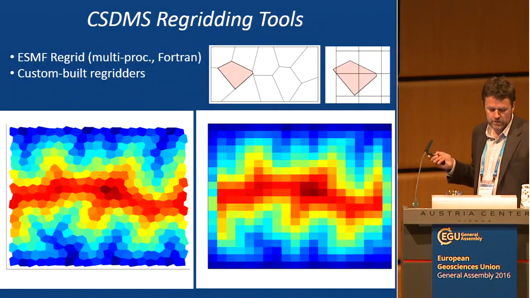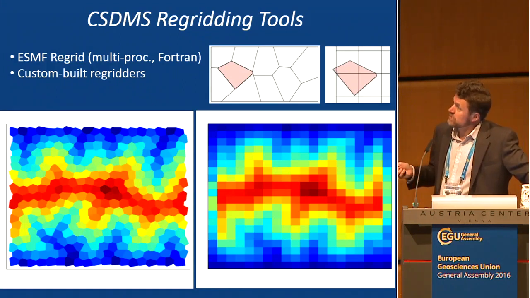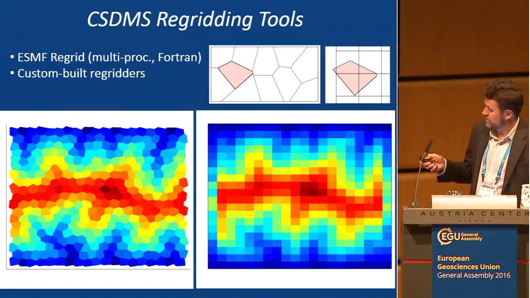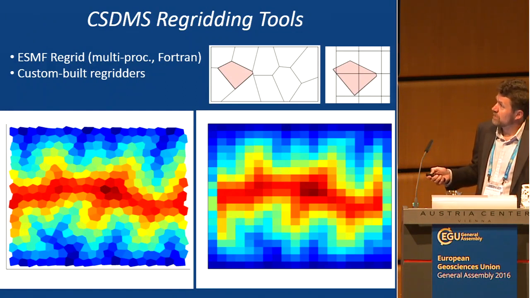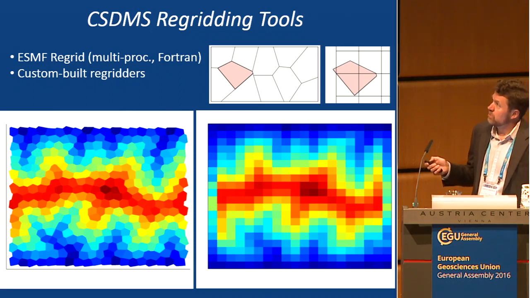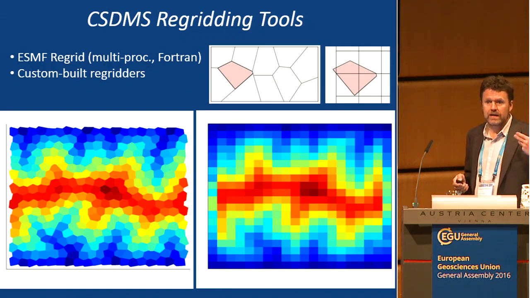The CSDMS regridding tools include tools from other people, other groups. So this is an example of what goes on there, where in the first model on the left, you have a model that uses some kind of Voronoi cells, and then it wants to share data with another model that uses rectangular cells. And so there are different options for how you might go from values on one grid to the other grid. And you might want to conserve mass while you do that, or you might want to conserve a flux of some kind or whatever.